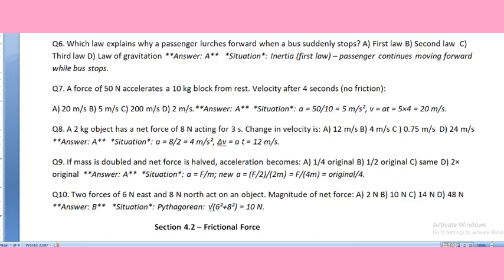The next question, question number 7. Question number 7 says that a force of 15 Newton accelerates a 10 kilogram block from rest. The velocity after 4 seconds is given. Choice A.